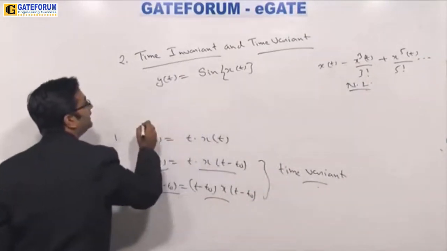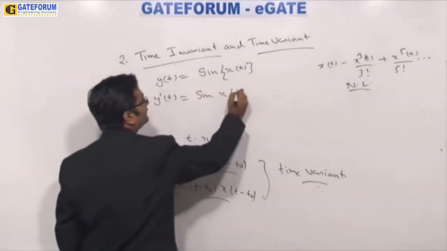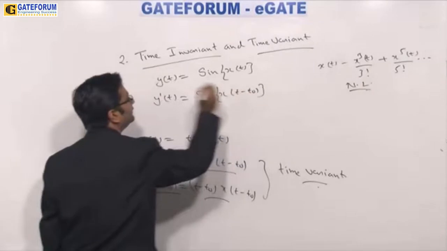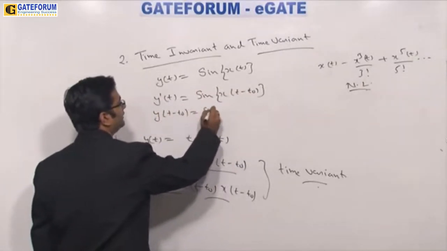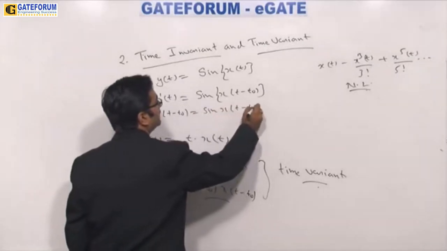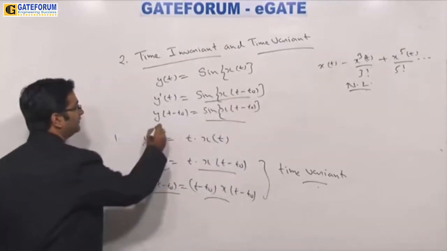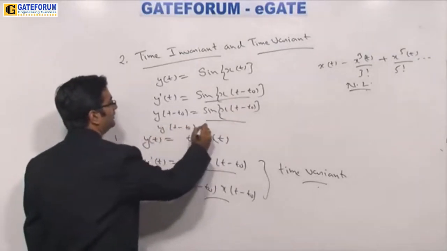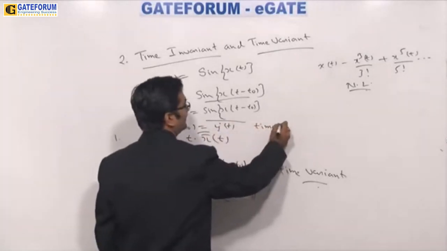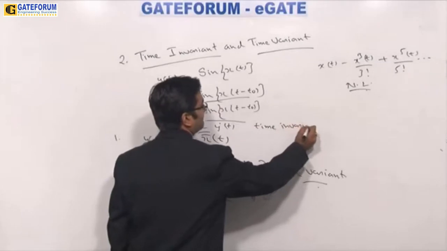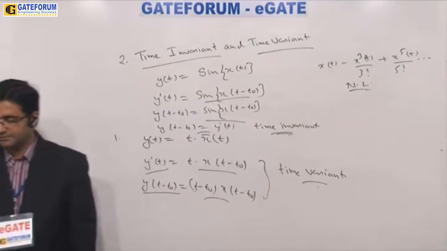Now, time variant and time invariant. If I shift the input by t naught, I will get y'(t), which is sin x of (t minus t naught). If I shift y(t) by t minus t naught, I will get sin x of (t minus t naught). Now you see, both are the same. That means y(t minus t naught) is equal to y'(t), hence the system is time invariant.